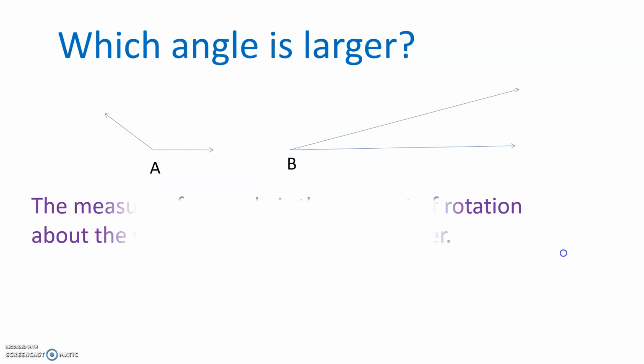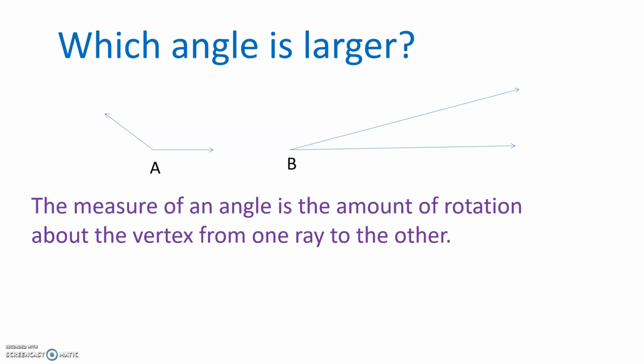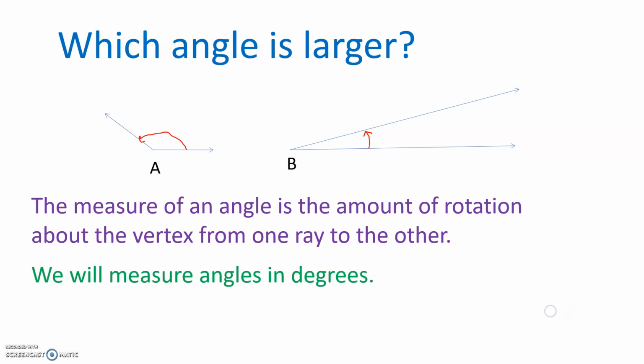Okay, which angle is larger here? It says the measure of an angle is the amount of rotation about the vertex from one ray to the other. So when I go from this ray and rotate it to this ray, I have to go a further distance than when I rotate it this way. So therefore, angle A is actually going to be bigger than angle B. Even though the rays in angle A seem shorter than the rays in angle B. But remember, rays have no end, so it doesn't matter how long you represent the ray. So what we're really worried about is the rotation.